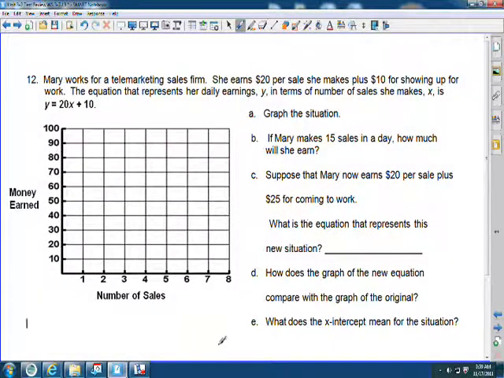Here's the next one. It says Mary works for a telemarketing sales firm. She earns $20 per sale plus $10 for showing up. Okay, and it gives us this equation. It says to graph the situation.